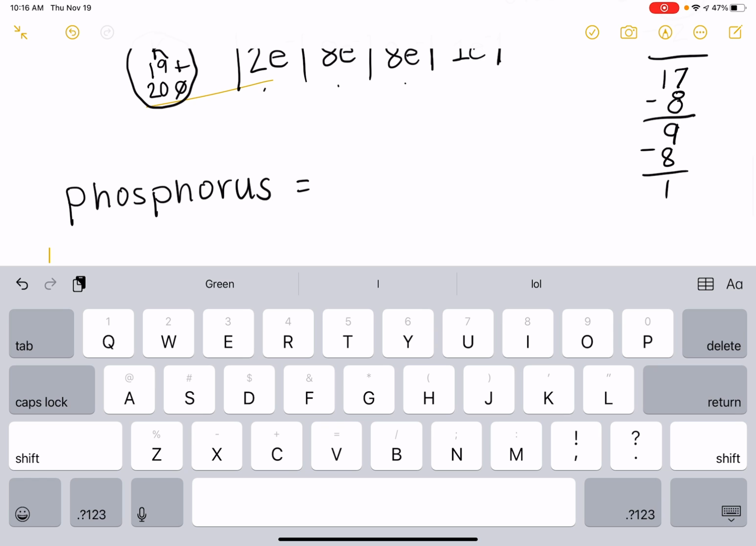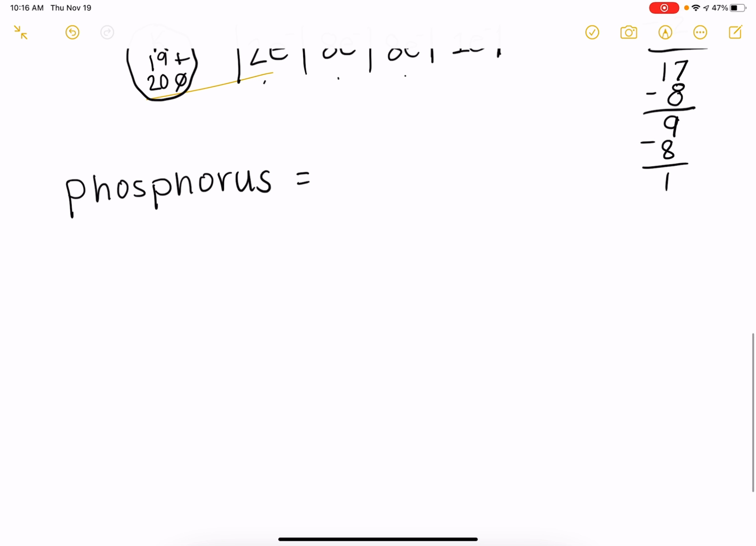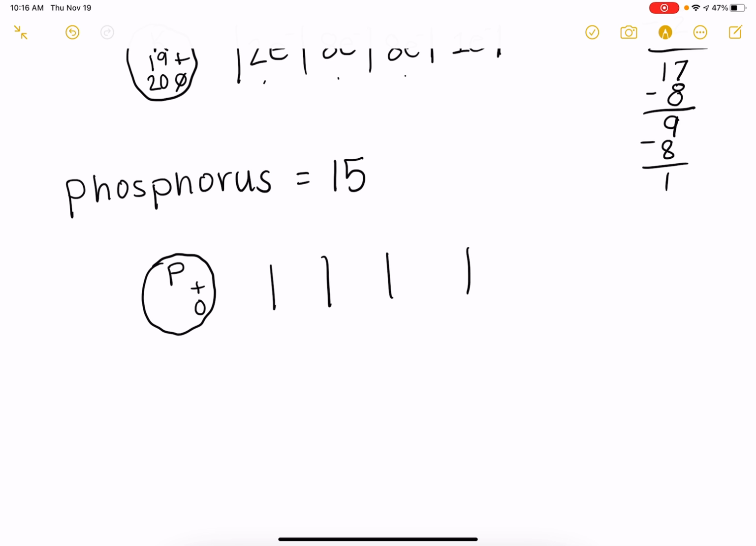So why am I saying there's 3 shells? Because I want to be able to draw this. 1, 2, 3. So I'm leaving those 3 spaces. Phosphorus is P. Our protons and neutrons. It is number 15, like I said, which means it has 15 protons.